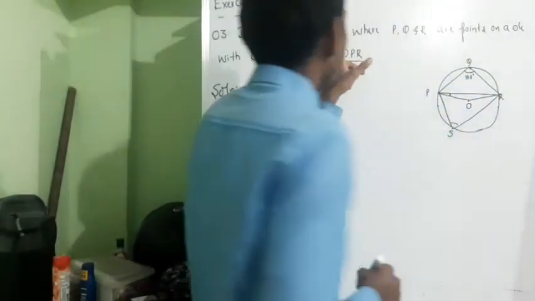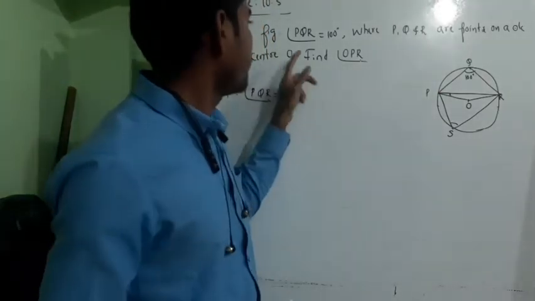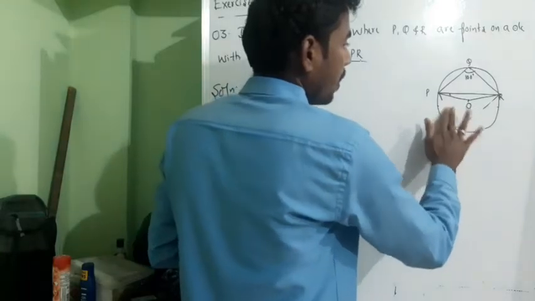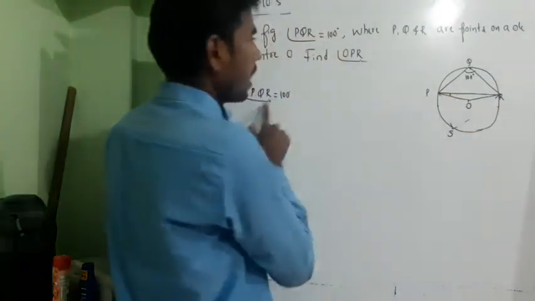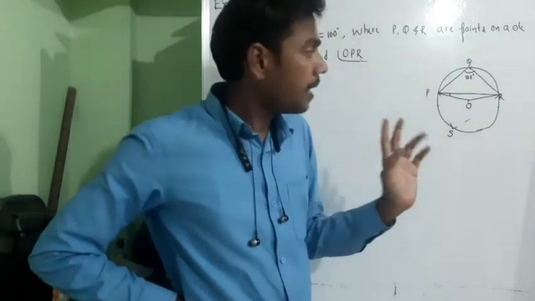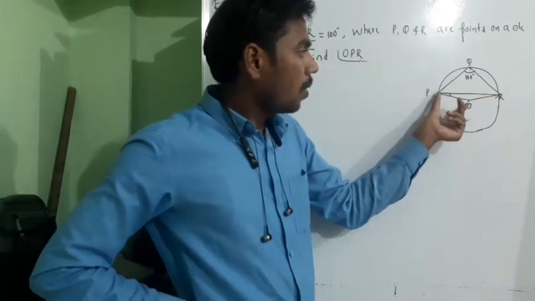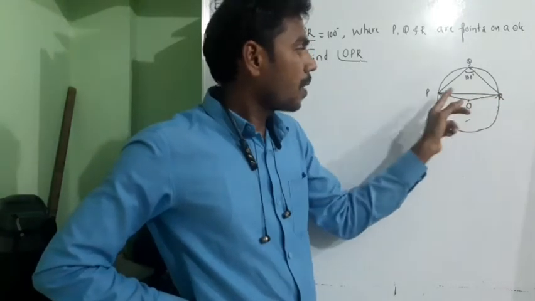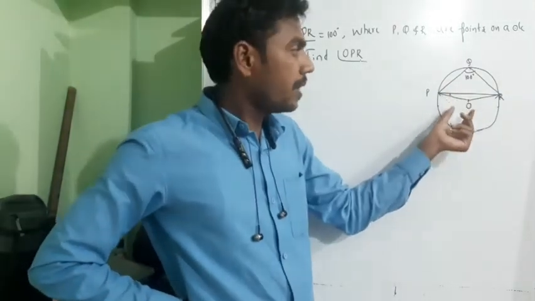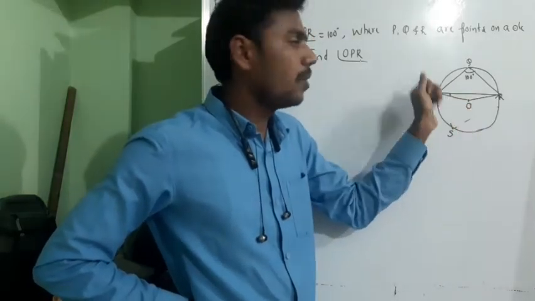Angle PQR is equal to 100 degree, where P, Q and R are points on a circle with center O. Find angle OPR. We will write down the data. Angle PQR is equal to 100 degree. We need to find angle OPR. OP is equal to OR, so obviously angle OPR will be equal to angle ORP. So if I know angle POR, I can easily calculate angle OPR.